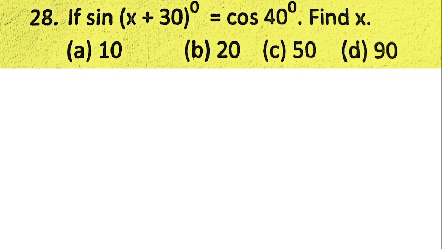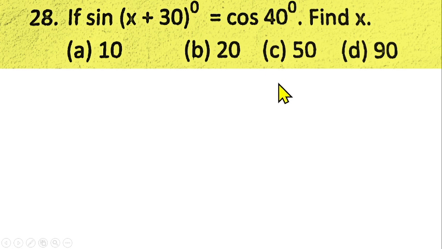Question number 28 is from trigonometric ratio, that is, complementary angles in trigonometric ratio. We have sine of x plus 30 equals cos 40 degrees. You have to find x. A student that is very smart should know the answer to this. Sine what will give us cos 40? So sine 50 is complementary to cos 40. So that means your x will be 20.